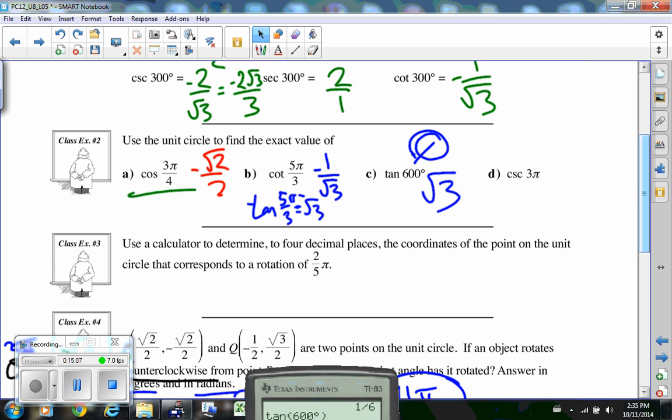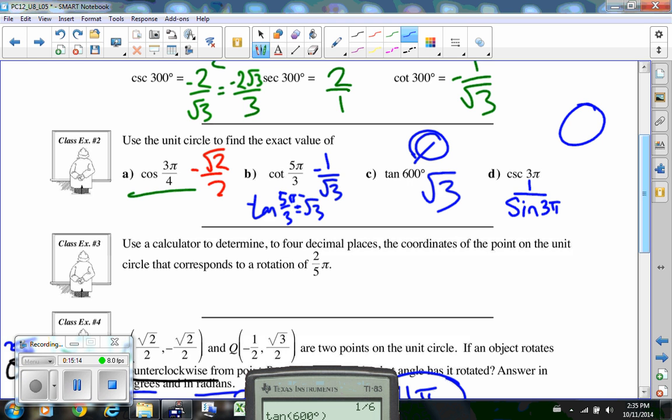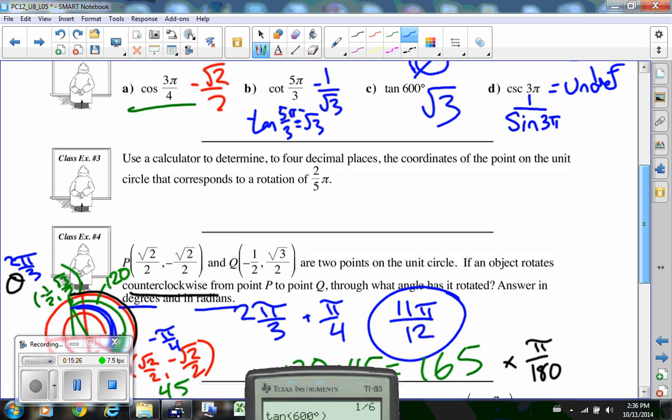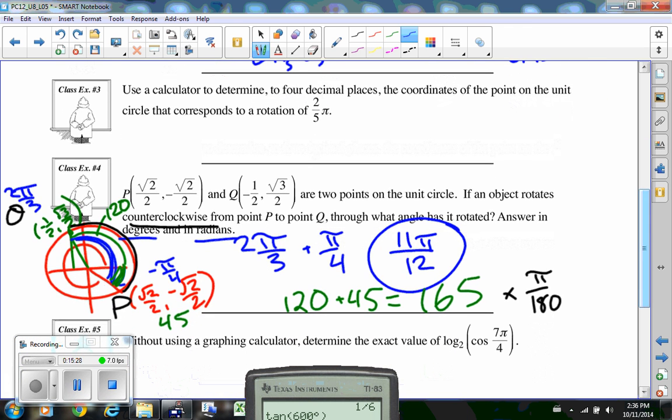Cosecant of 3 pi is 1 over sine of 3 pi. 3 pi on my unit circle is going to be right there. The sine is 0, so this sucker is undefined. Use the calculator to find these sorts of things.